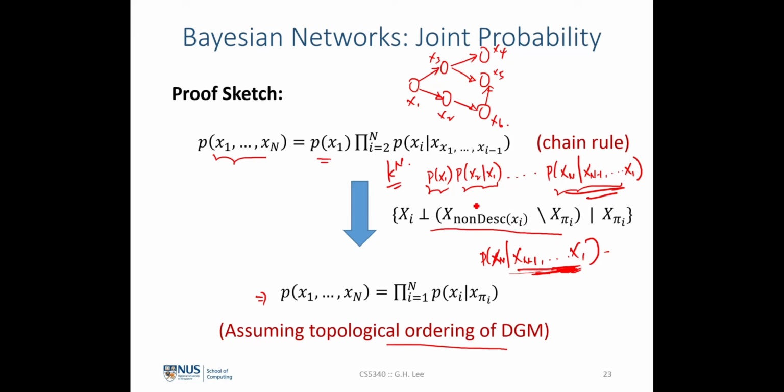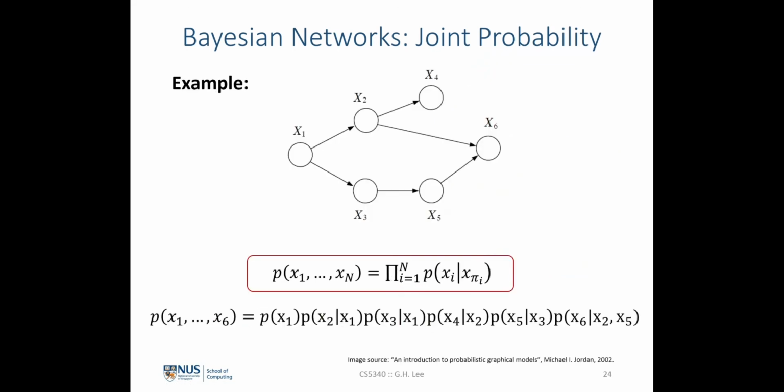We can generally rewrite this into xi being only dependent on its parents, and it would become a product of all these terms over here. Hence, we reach this general expression that we have seen in the previous slide.